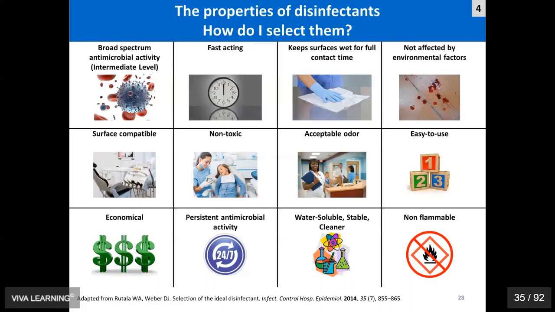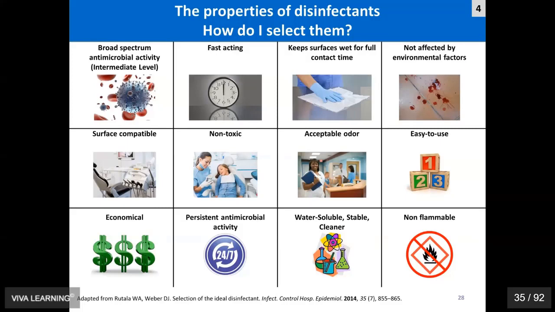And one of the things you might talk about is, just which disinfectants are you using. First of all, what's the ideal disinfectant? Well, you want it to be broad spectrum, so it has great antimicrobial activity, like an intermediate level disinfectant. You want it to be fast acting, time is money. You want it to keep the surface wet. One problem I've seen with some wipes is they're just not wet enough. The surface doesn't stay wet. If it needs to be wet for 5 minutes and it's drying out in 2, that's not good. Not affected by environmental factors like the presence of blood on the surface.